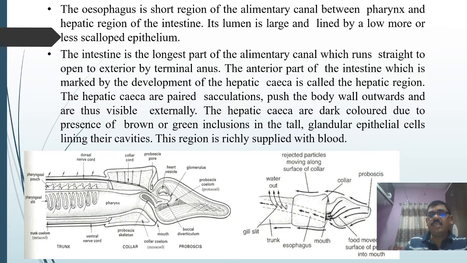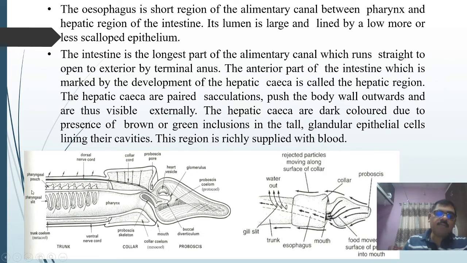The esophagus is a short region of the alimentary canal between the pharynx and the hepatic region of the intestine. This is the pharyngeal part, and from here the intestine will start. The esophagus is a small part, and its lumen is large and lined by low, scalloped epithelium. The intestine is the longest part of the alimentary canal, which runs straight to open to the exterior by the opening called the anus.